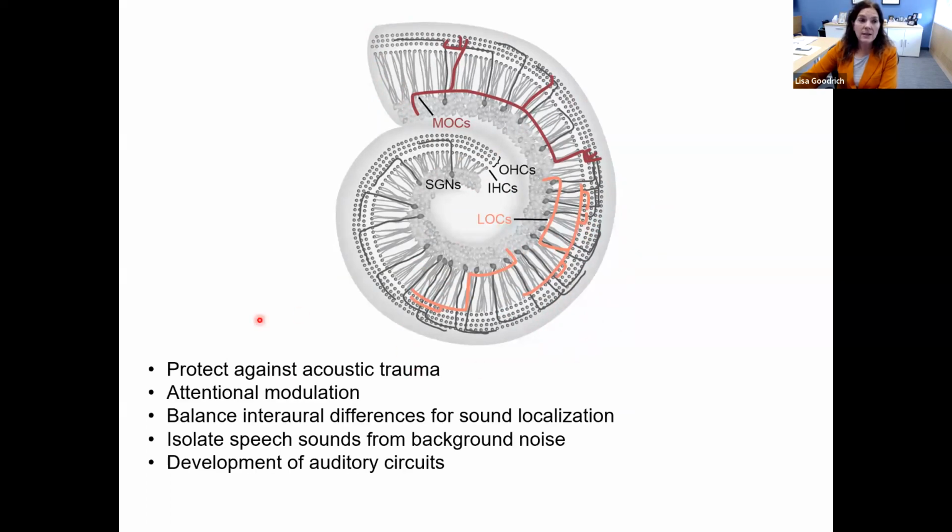And among the ideas is that this innervation could protect against acoustic trauma. Maybe it helps modulate attention, which sounds are most salient. It's been proposed that it can balance interaural differences for sound localization to help isolate speech from noise. And there's good evidence that this system can also directly impact the development of the cochlear circuits. And this is something I find very intriguing, actually, because it's coordinating development between the CNS and the PNS, which is going to be really important for having an effective overall circuit.